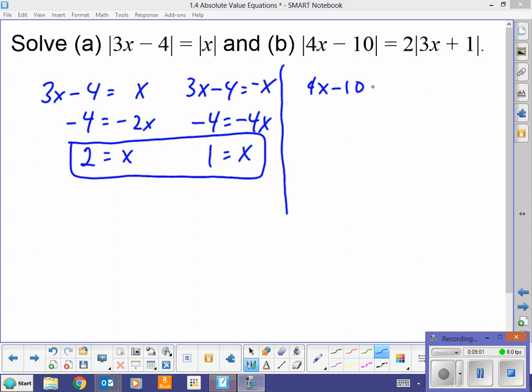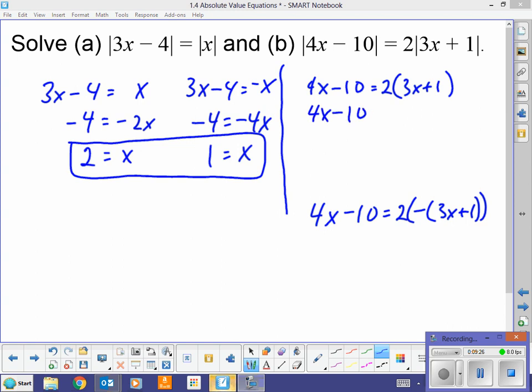4x minus 10 equals 2 times 3x plus 1. I'm going to work this way so we have more room. And then 4x minus 10 will equal 2 times negative 3x plus 1. Okay, so those are the two cases. 4x minus 10 equals 6x plus 2. Subtracting 4x from both sides, I have 2x over here. Subtracting 2 from both sides, I have negative 12 over here. So x equals negative 6. That's one of my solutions.